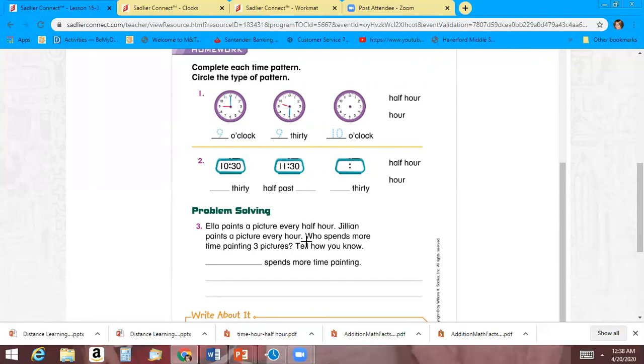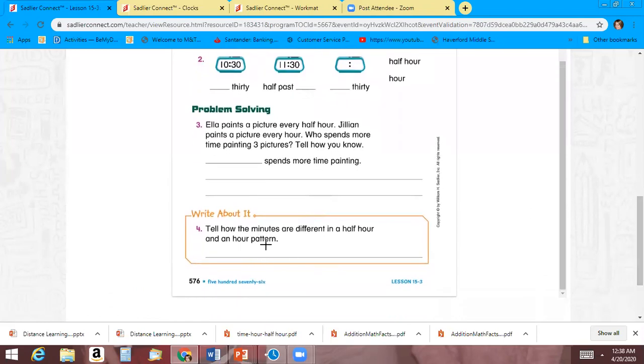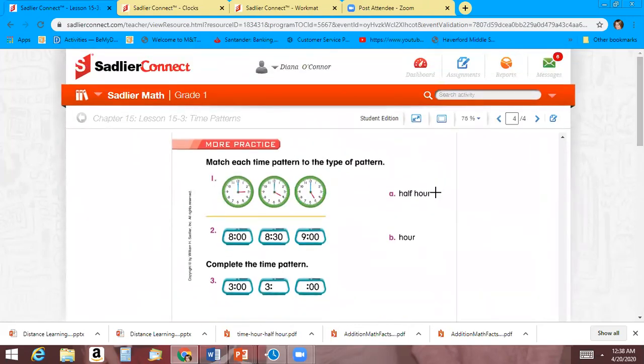And then for number 3, complete the problem solving on Ella, who paints a picture every half hour, and Jillian paints a picture every hour. Who do you think spends more time painting 3 pictures? So see if you can figure out. It's a little bit of a hot problem. See if we can figure out our answer to that one. And then go ahead and answer number 4. Tell how the minutes are different in a half hour and an hour pattern. I want to see if you were listening to the information I gave at the beginning of our lesson.